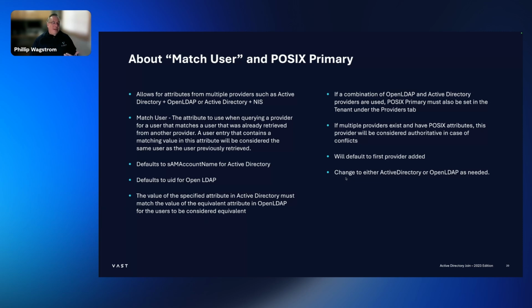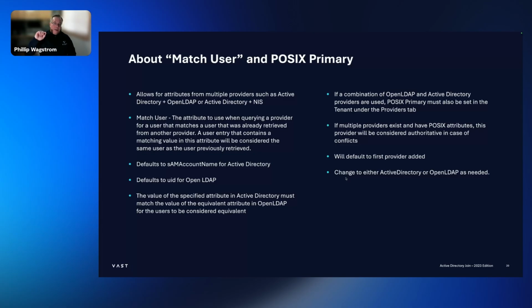So what this means is that this is how I will identify a user from Active Directory to a user in OpenLDAP. Now, match user isn't going to be used if I have all the attributes in one location. So if I have Active Directory, I've got all my RFC 2307 attributes, so the user object in Active Directory has UID number and GID number already. The match user variable doesn't matter.